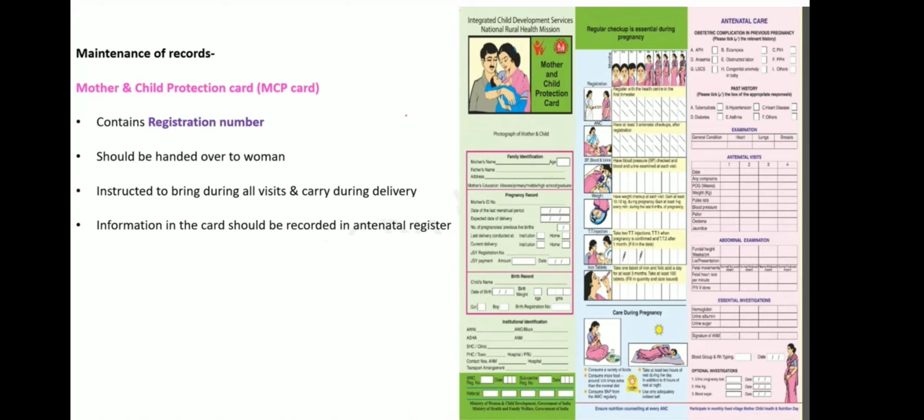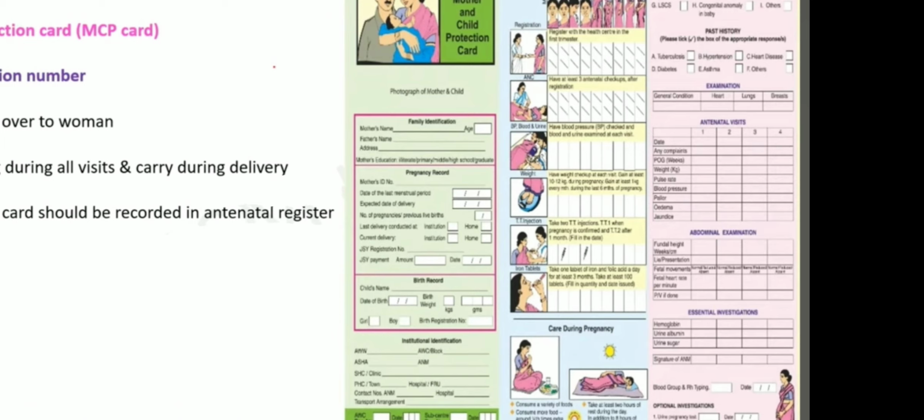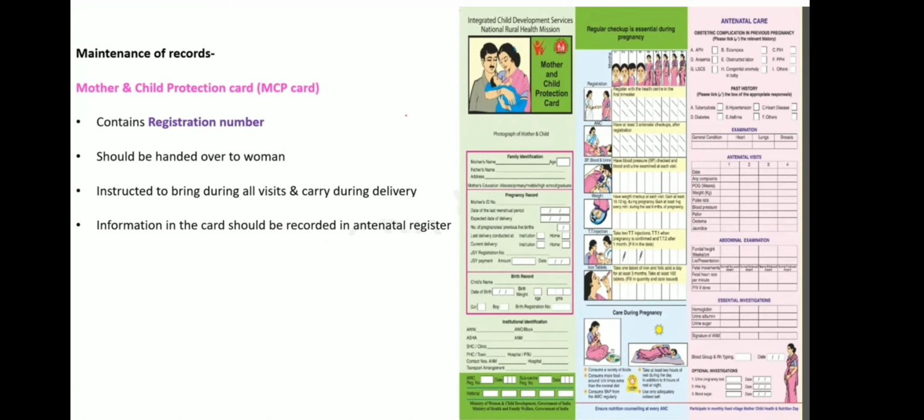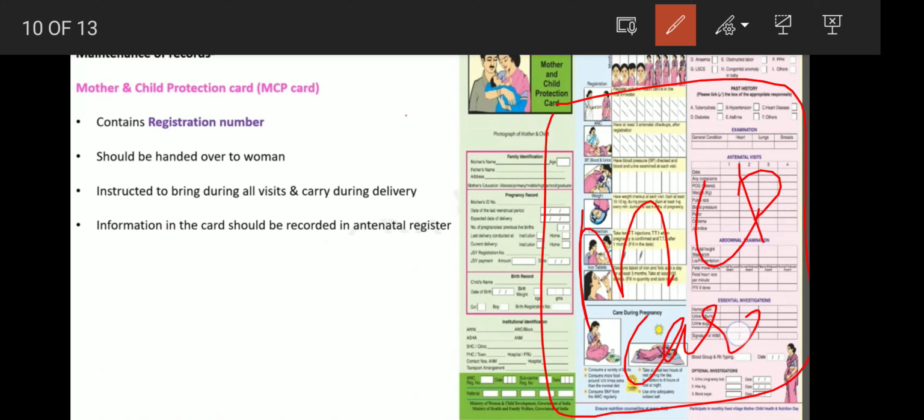Moving on to the maintenance of records. We have these charts which will be given in our viva voce practical examinations. So what is this chart here? This chart is the MCP card, that is the mother and child protection card. When they give this card for identification, what will you write? MCP card, mother and child protection card.